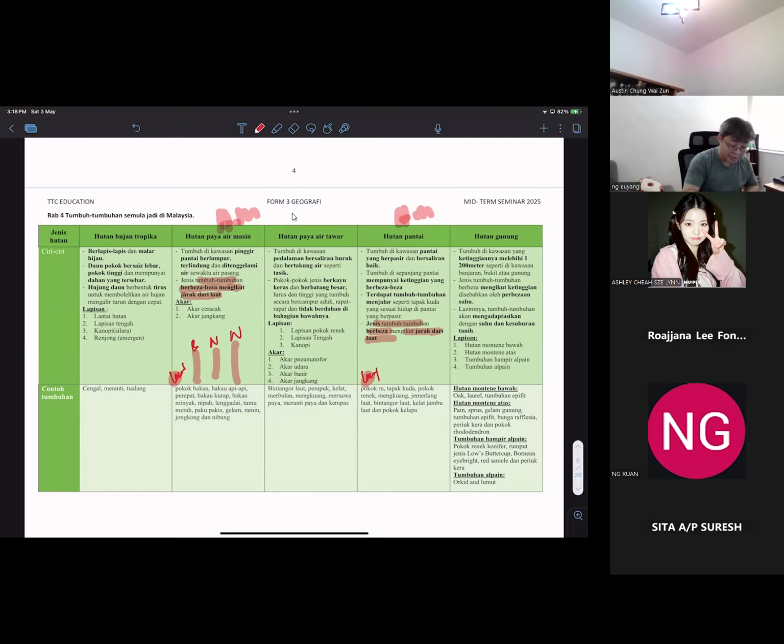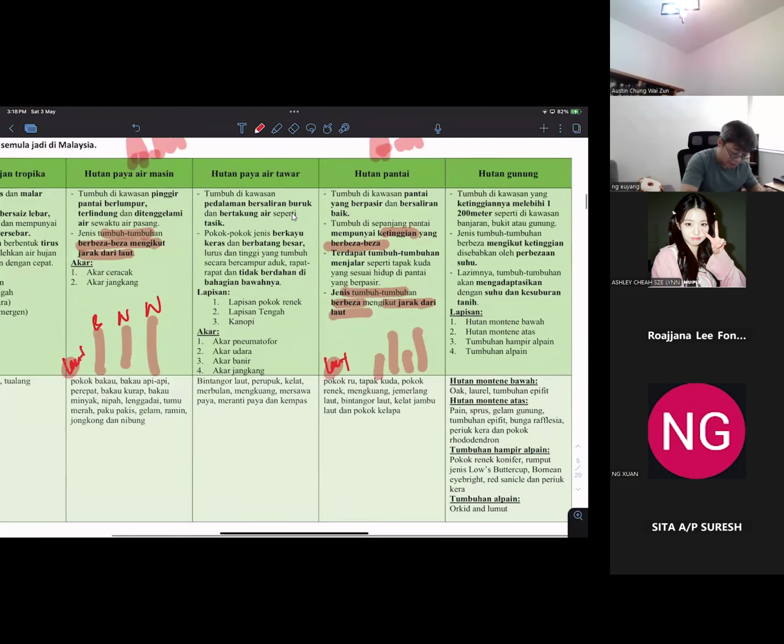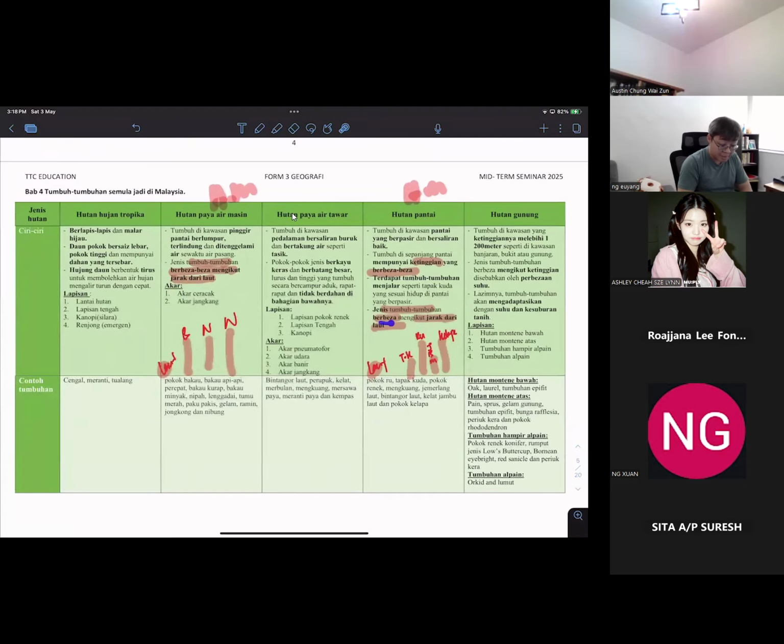But if this is hutan pantai, we have the short to tall, known as the tumbuh-tumbuhan berbeza mengikut jarak dari laut dengan ketinggian yang berbeza. So this is the short to tall, known as your tapak kuda, followed by pokok ru, and then followed by all the pokok-pokok cemara, bintangur, and mengkuang laut. So the last one will be pokok kelapa. So this is all the tumbuh-tumbuhan yang berbeza mengikut jarak dari laut for hutan yang berair masin.